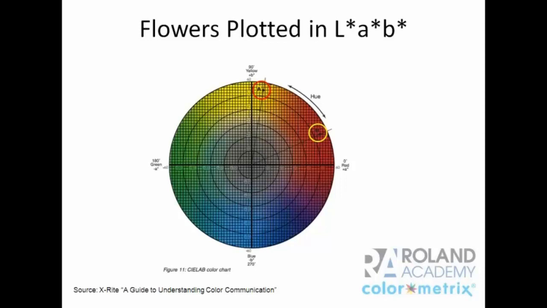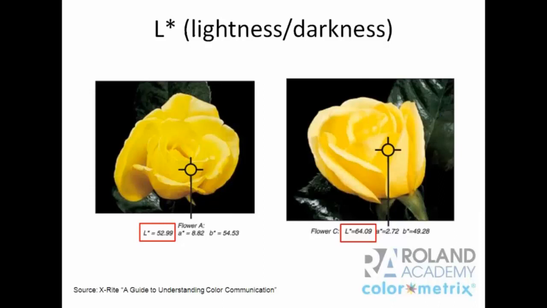Now, that example we just saw only showed us the distance in and out from the center of the basketball, really, and around the outside edge. What about if we just focus in on the yellow rose, and we look at two different spots within that yellow rose? So you can see there are two different L values here, an L of 53 on the left side and an L of 64 on the right side.